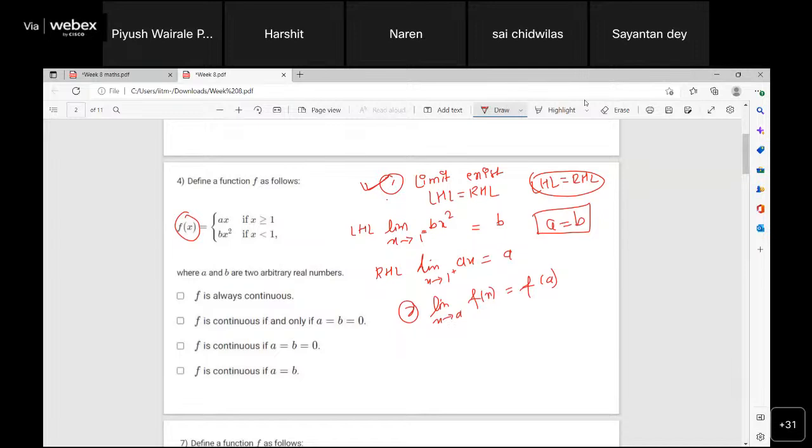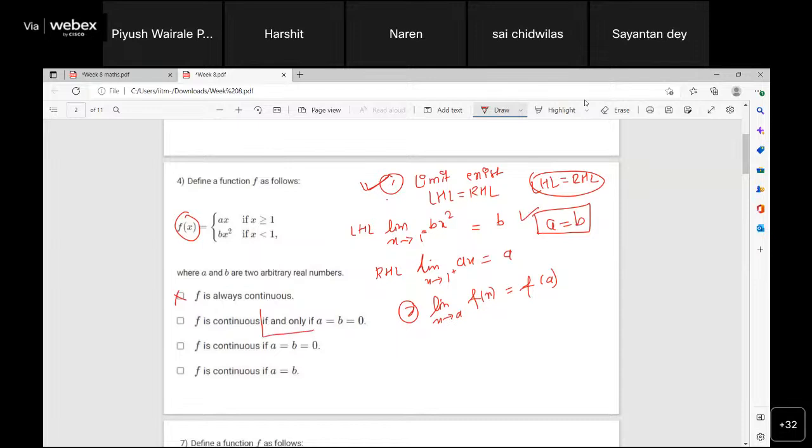But here if you see the options, it says f is always continuous, but a and b are different values, I think. No, a and b are the same values. When a is equal to b, then only we can say that our function is continuous. Otherwise, it is not continuous. Okay, sir, got it. So "f is always continuous" is not correct because this condition should be satisfied.